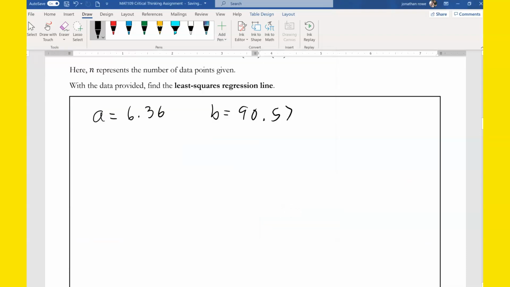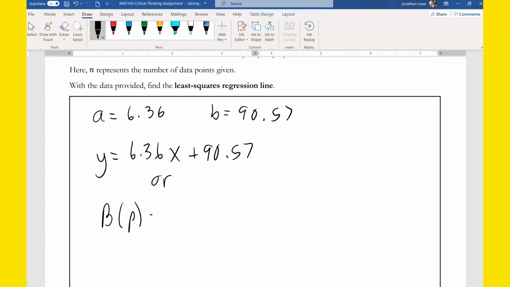Yes. So y equals 6.36x plus 90.57, or we could say B as a function of P equals 6.36p plus 90.57.